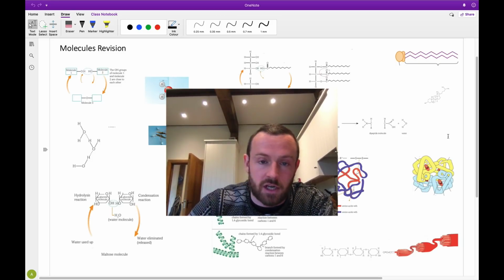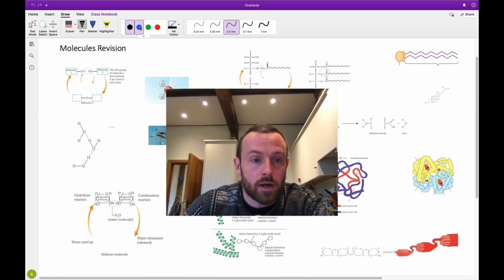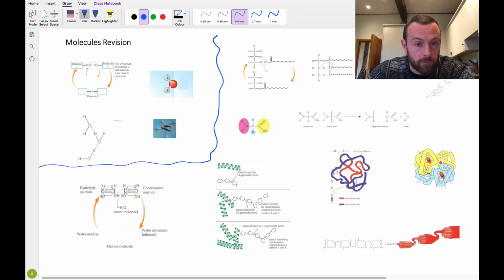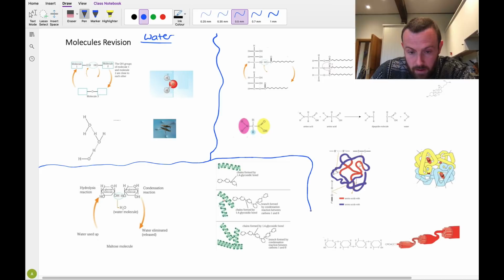So first of all, let's just orientate ourselves. Where are we here? Well, let's divide up this grid. First off, we've got this area up here. So I'm going to section off this part here. This bit up here is going to be about water. So let's label that. Then down this region, moving down to about here, is going to be about carbohydrates. So let's put that there.